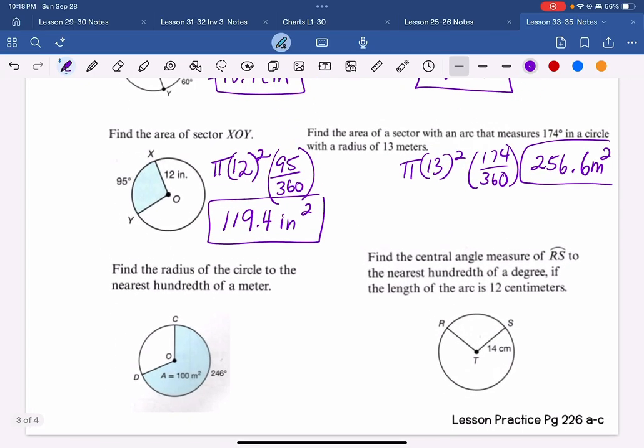Okay, this time they want us to use the formula to find the radius. They give us the area. See what they did there? So they want us to plug in 100 equals pi r squared 246 over 360. Okay, so we want to flip this so we can get rid of it here and move it to the other side.